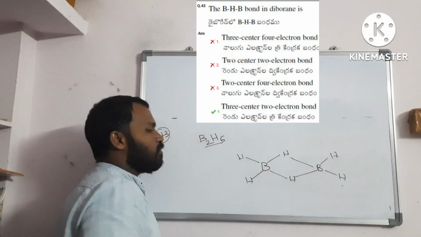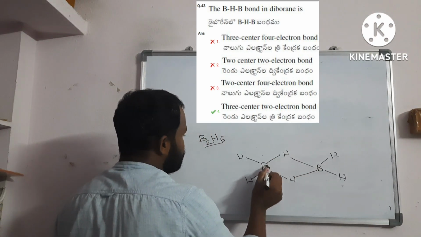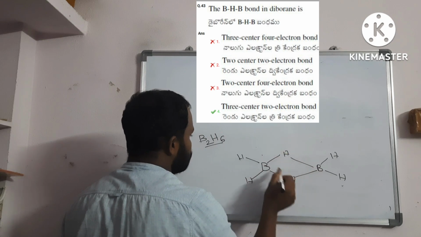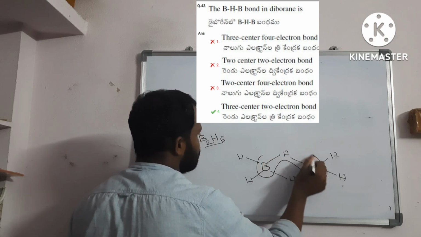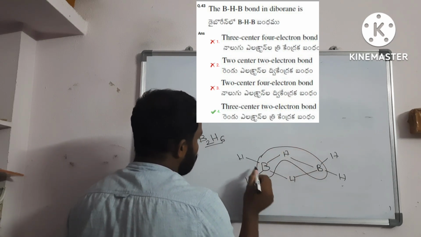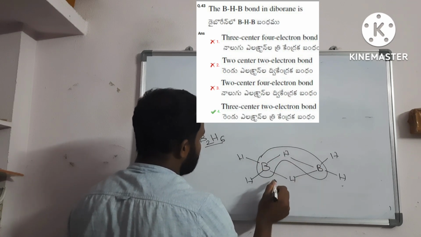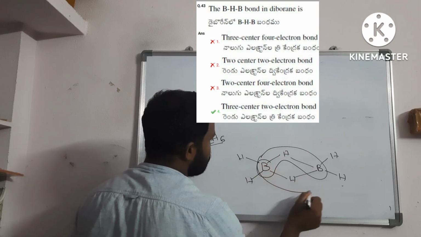This is the structure of diborane, right? Diborane has three-centered, two-electron bonds. One B-H-B bond is present, and this is another B-H-B bond.